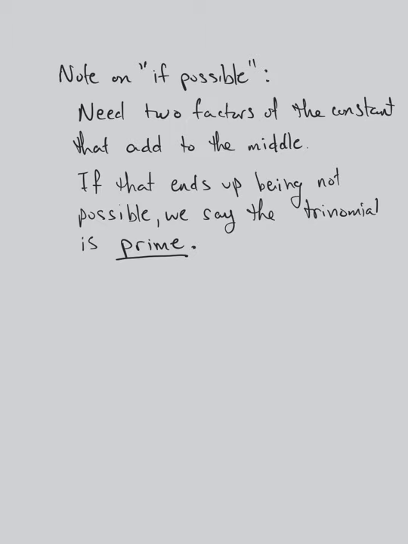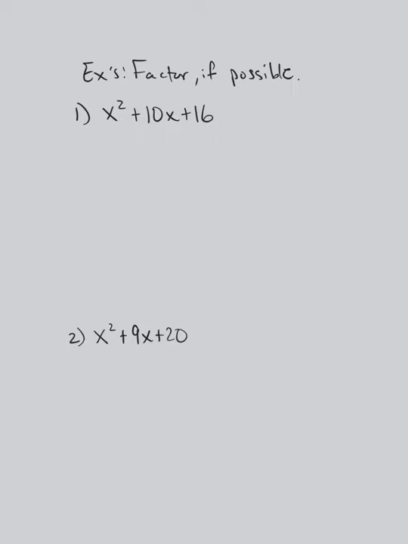Okay, so let's start doing some examples now. Here's two examples. We're going to factor them if possible. And the key thing is just to try to understand what you're doing. First of all, we can kind of set up the answer. Since our leading coefficient is 1, we know that the factorization is going to be x plus some number times x plus some other number. But what do we need those numbers to be?